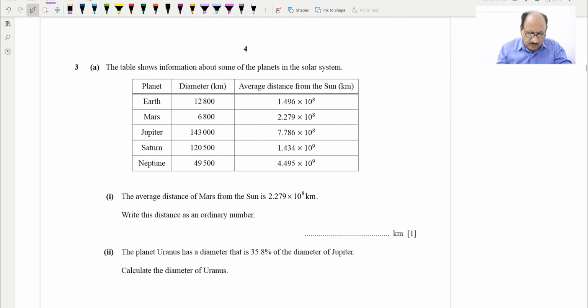This is also done. Now here comes question number 3. This is saying that the table shows information about some of the planets in the solar system. For these planets, information is provided: diameter and average distance from the sun in kilometers. First part: the average distance of Mars from the sun is this much. Write down the distance in ordinary numbers.